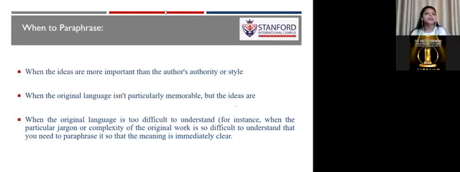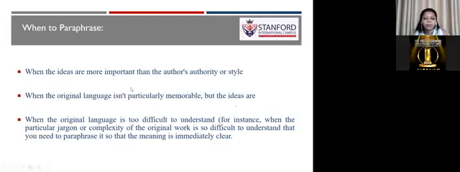Let's see, when the original language is too difficult to understand, for instance when the particular jargon or the complexity of the original work is so difficult to understand. I told you this earlier as well. For example, they are using highly fluent technical jargon that is very hard for us to understand. Sometimes you will also have to look up some of those phrases, searching for them on the internet. In cases like that, you can put them in simply by paraphrasing.